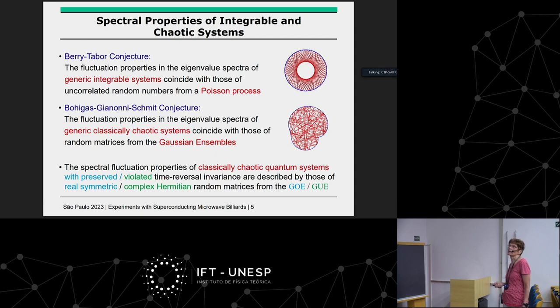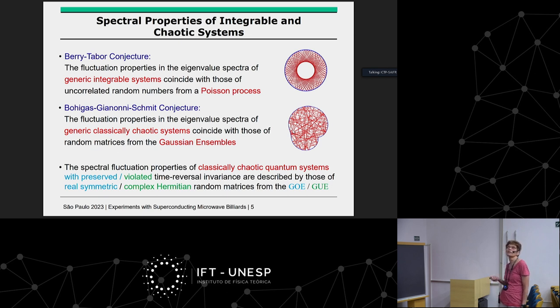So there are two central conjectures in the context of quantum chaos. One is by Berry and Tabor. They showed explicitly that if you have a typical integrable system and look at the spectral properties of the eigenvalues, then the eigenvalues behave like Poissonian random numbers, uncorrelated random numbers. So the spectral properties are well described by those of a Poissonian process, if you have a typical integrable system.